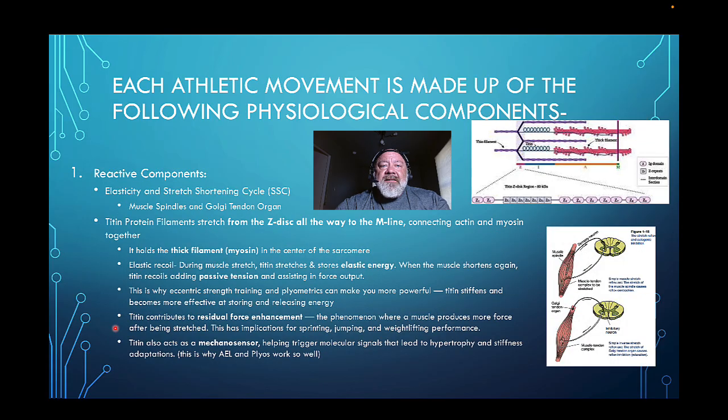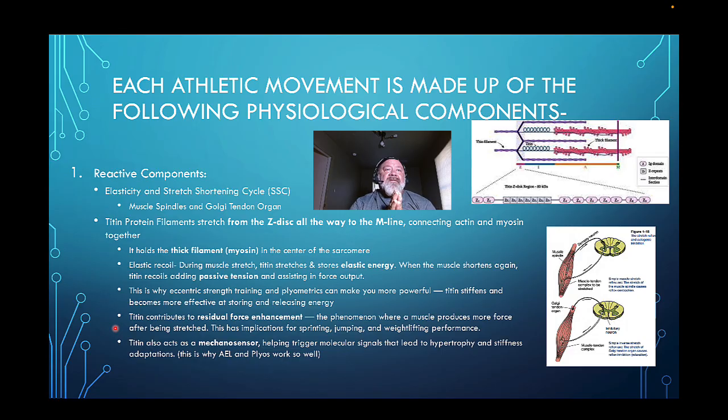So each athletic movement is made up of the following physiological components. Whether you're talking about jumping or acceleration, that's the key. We just came out with this new ebook, Mass Explosion, where we'll break down jumping, all the different kinds of jumps: one foot, two foot, approach jump. Each of them is made up of these components. The key is how much each relates to that movement.